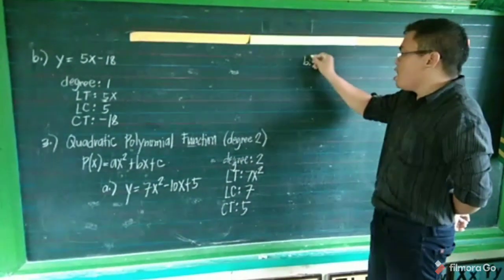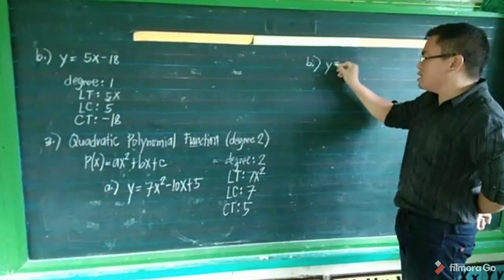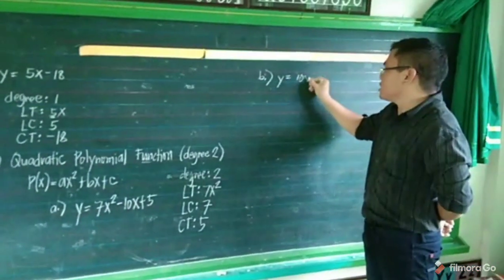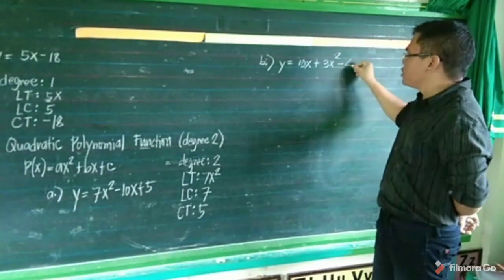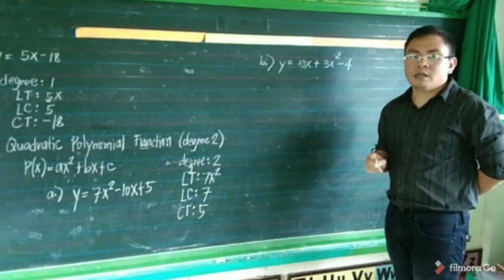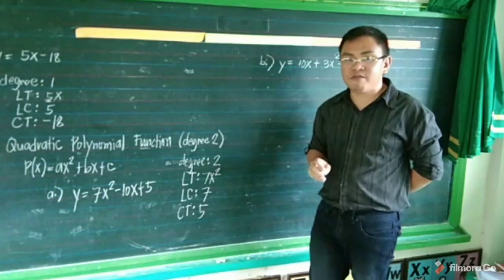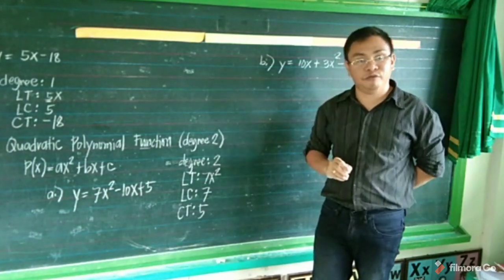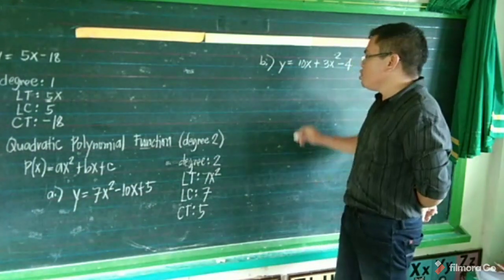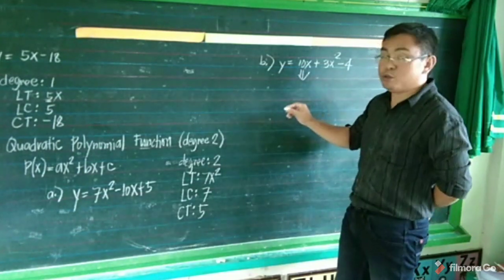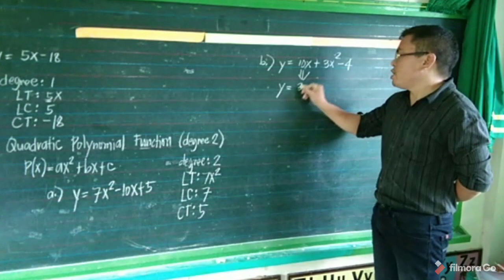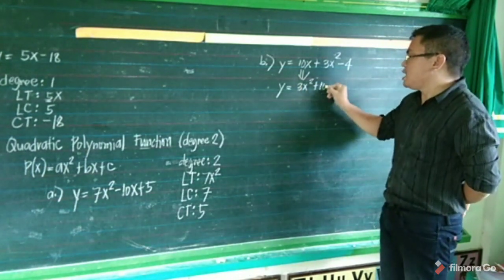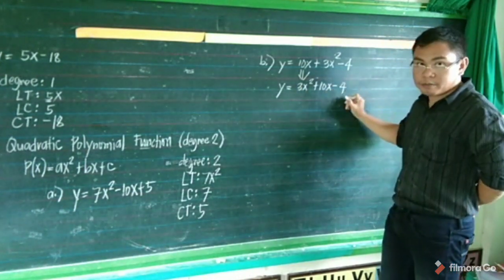So for letter B, what if you will be given y is equal to 10x plus 3x squared minus 4. You have noticed that the given is not in standard form. So the first step is you rewrite it into standard form. And this will become y is equal to 3x squared plus 10x minus 4.